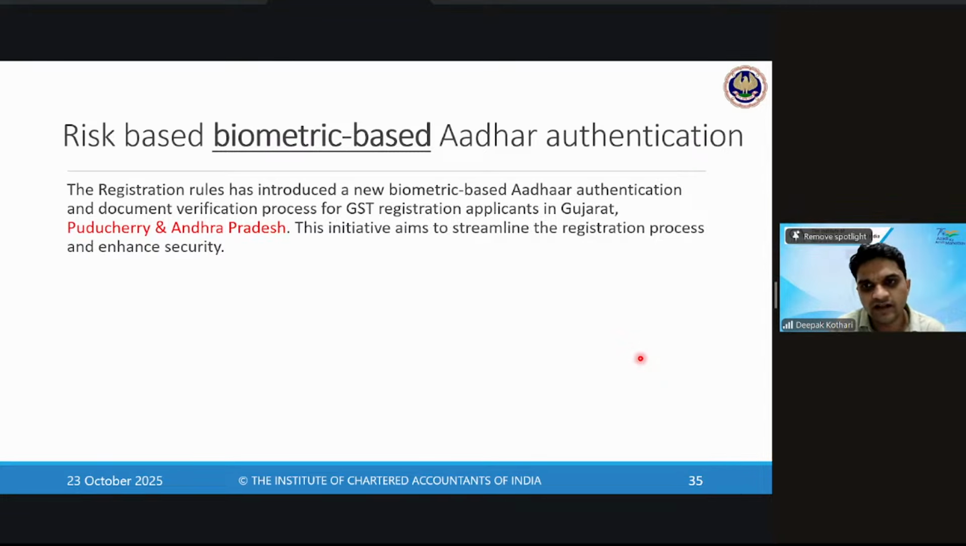Yes, Gujarat, Puducherry, and Andhra Pradesh is what is relevant for your exams. But actually, अभी तो सभी states में हो गया है. But अपने question के लिए, अपने exam के लिए, I think only Gujarat. Okay. Now it is in all the states. Initially, it was Gujarat and this, but I'll tell you the amendment, and it is applicable in all the states.